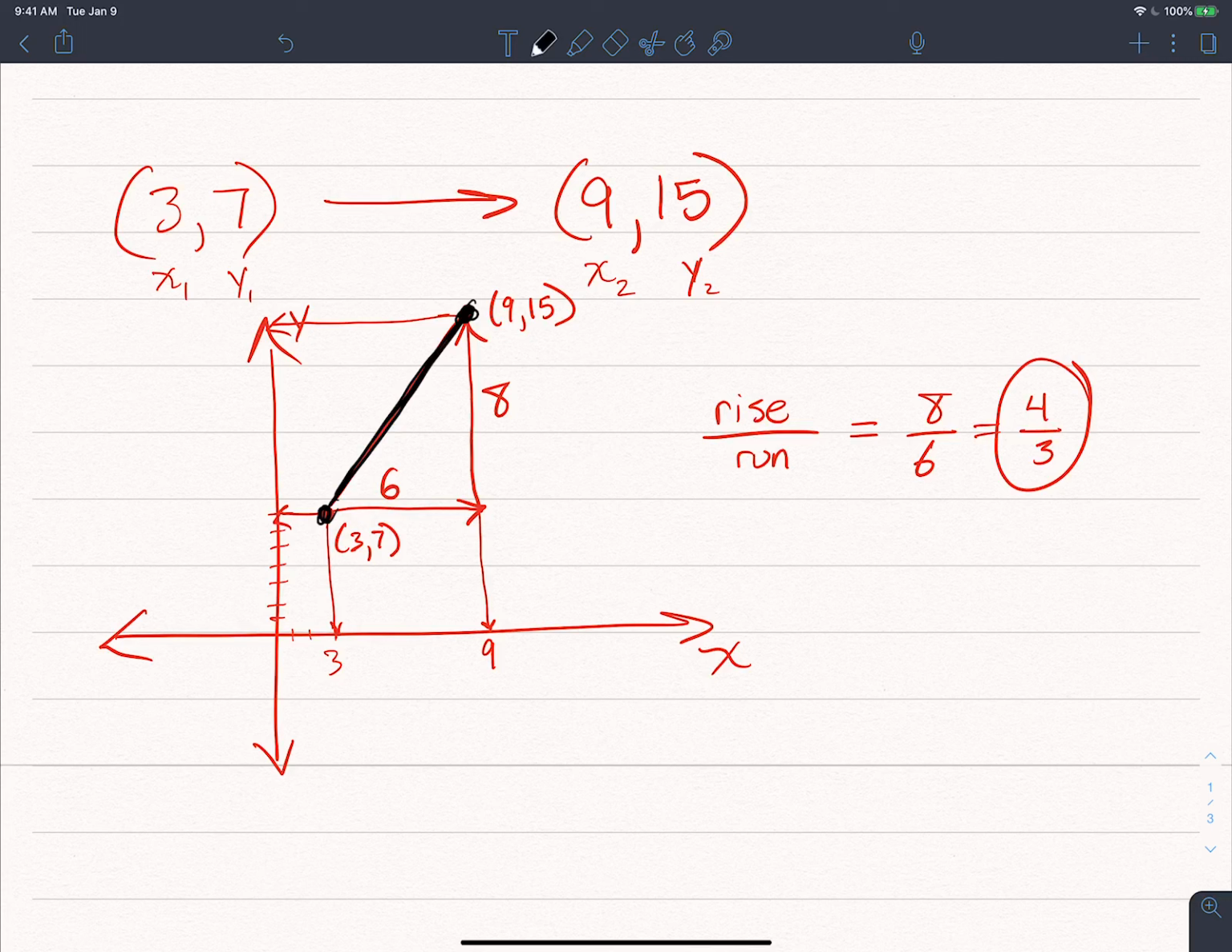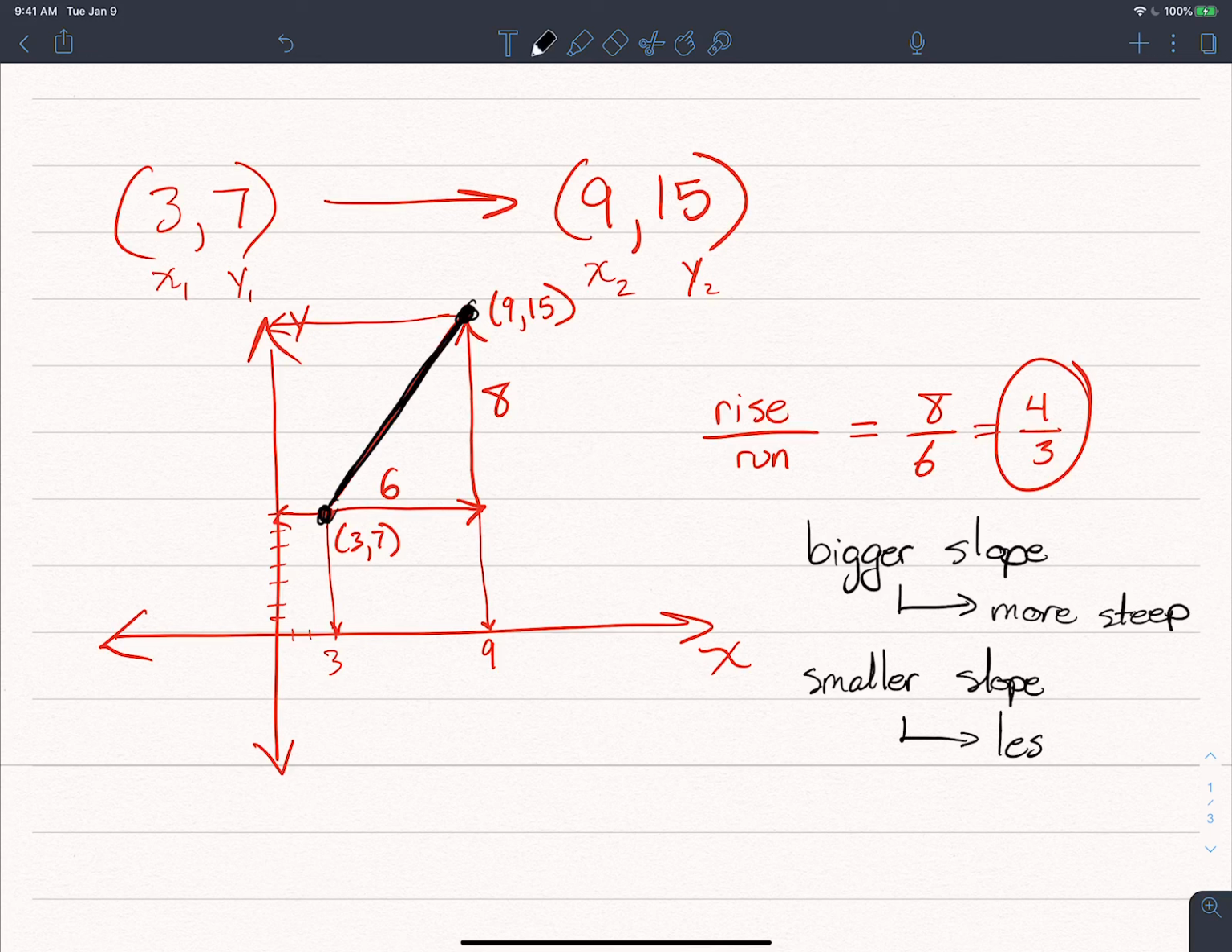So a bigger slope equals a more steep line, while a smaller slope is a less steep line. Now, if you're just talking about how steep the line is, I want you to ignore the sign when you compare the size of the slopes.